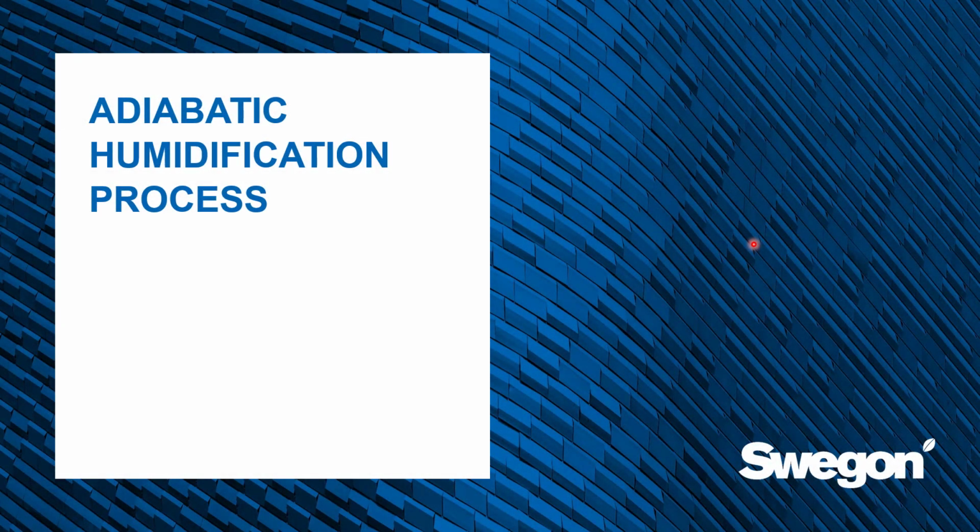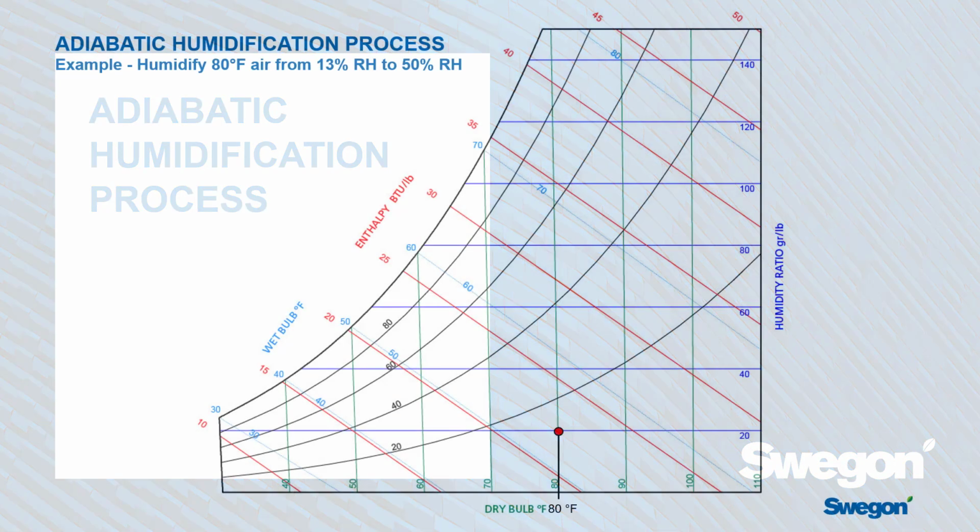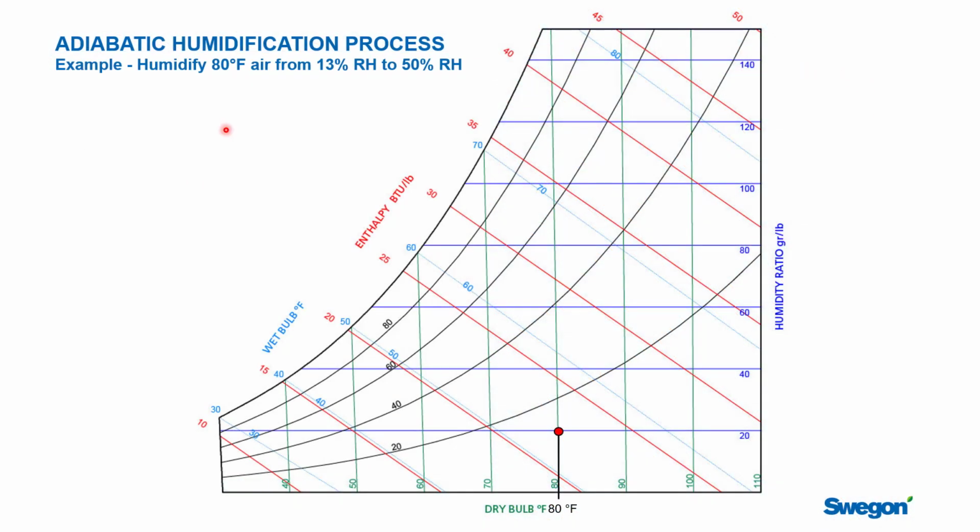In this short video, we're going to look at the adiabatic humidification process on a psych chart. For this example, we're going to humidify air from 80 degrees at 13% RH to 50% RH. As soon as you get two properties of air, you can find yourself on a psych chart, and once you can place yourself on a psych chart, you can calculate all the other properties of air. You could do this as well with an app or a piece of software.